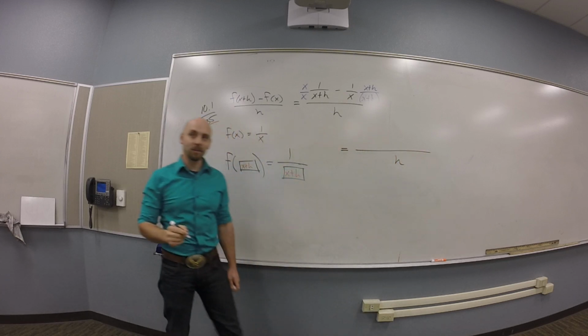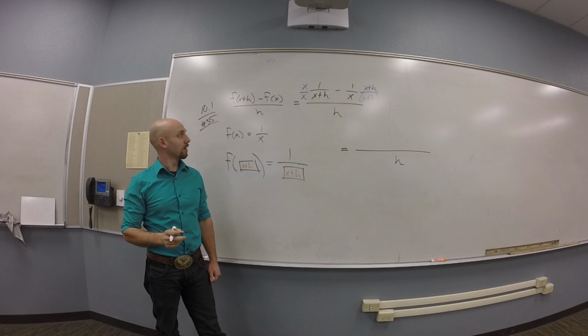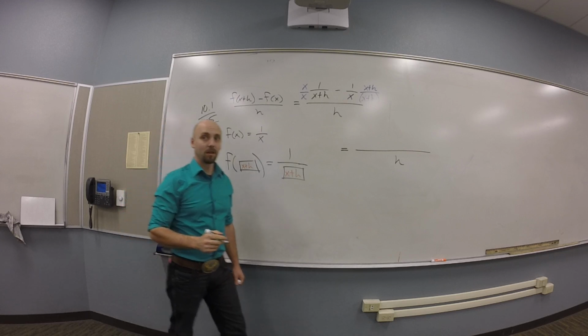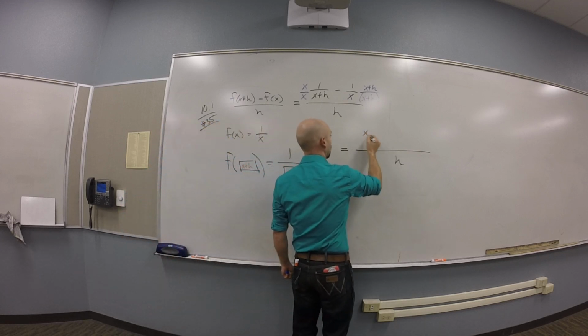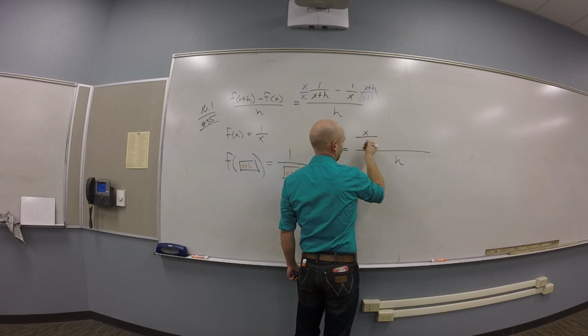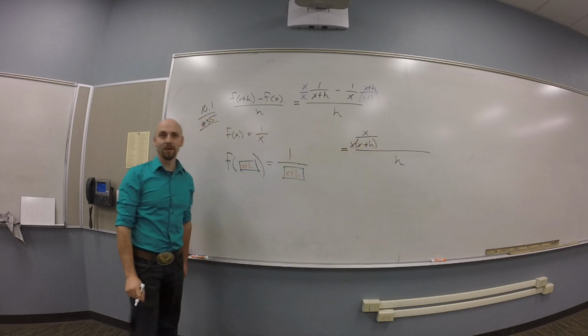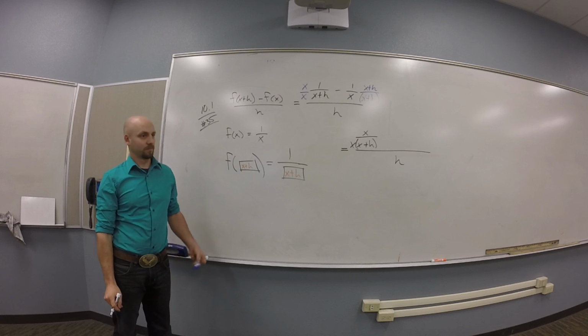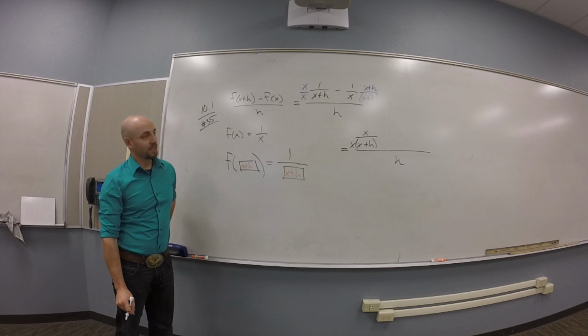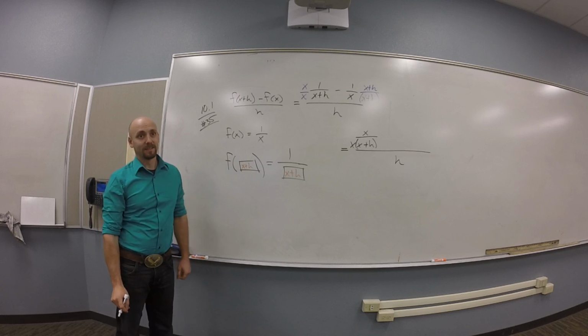So I got it over h, right? But then what's on top there? x over x squared plus xh. Or x times x plus h. I'm just going to write that as x times x plus h because I'm not sure what I want to do with it. Maybe cancel. Exactly. You guys good with that?